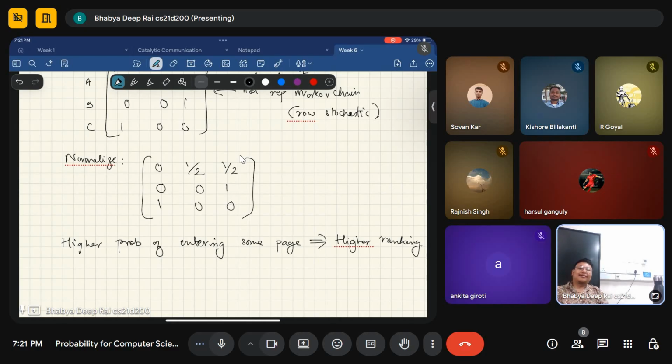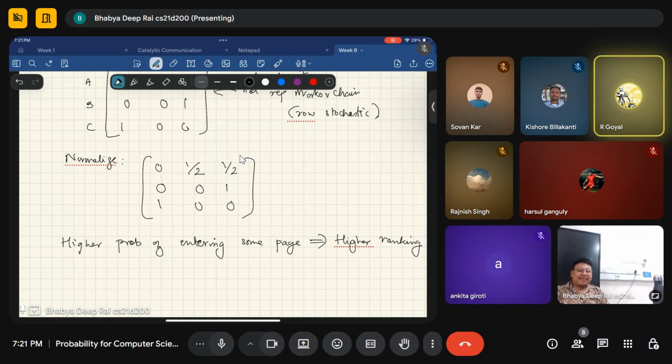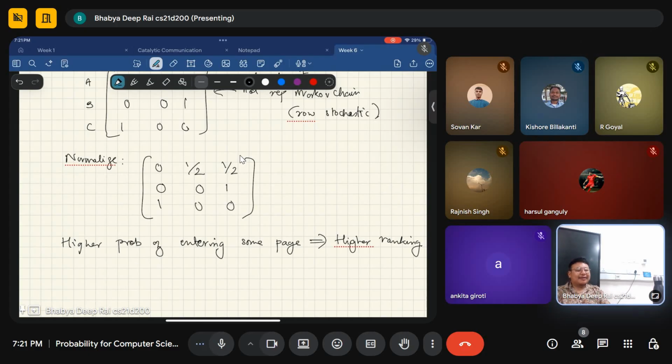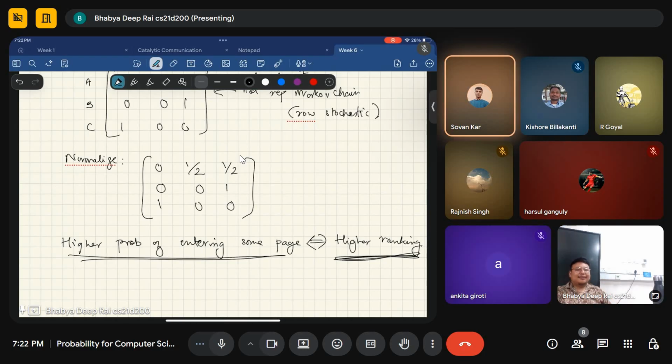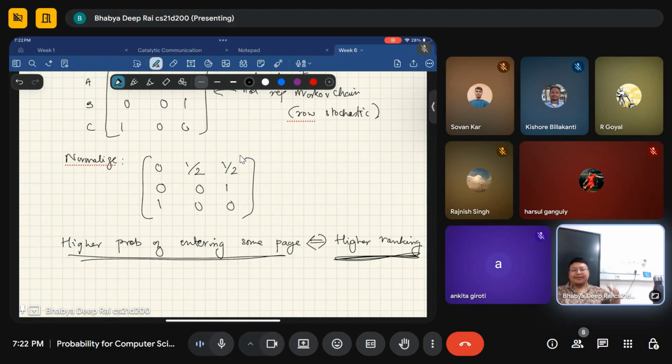Now I have a Markov chain. So what can I do? Here I have come up with a ranking system. If I want to decide whether a page has a higher or lower ranking, I look at the probability that the user enters that page. Question is, how do I compute the probability of entering those pages given this Markov chain? Using the stationary distribution. Yes. So the stationary distribution measures the long-term probability of entering any state.